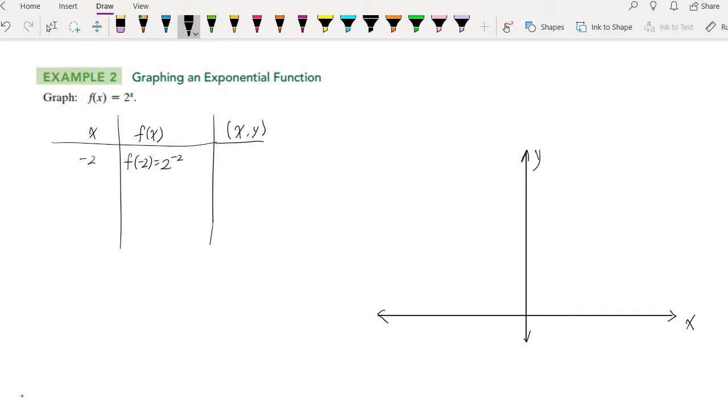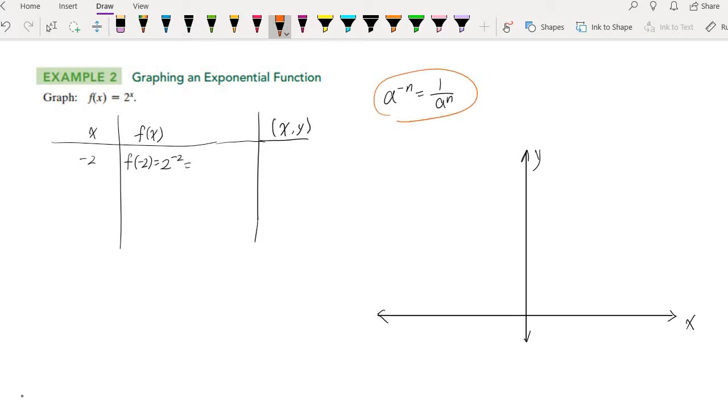Some students struggle on this. If you can recall what you have learned in the past, a to the negative n power is just going to be 1 over a to the n power. If you forgot, this is the formula. So let's go back here. 2 to the negative 2 is just going to be 1 over 2 to the second power, which in this case will be 1 over 4. So we have an ordered pair: negative 2, 1 over 4.